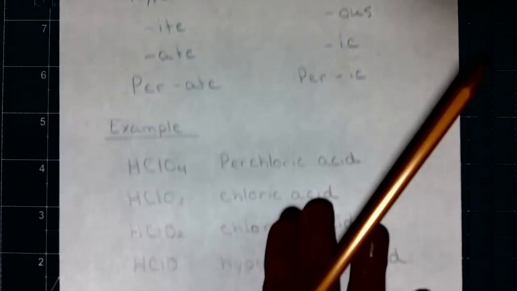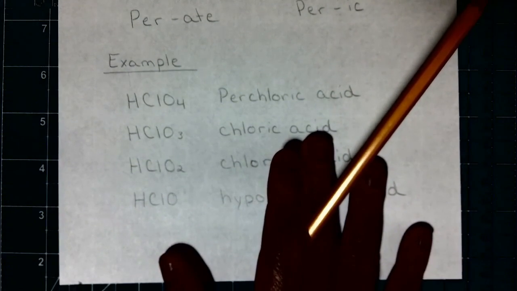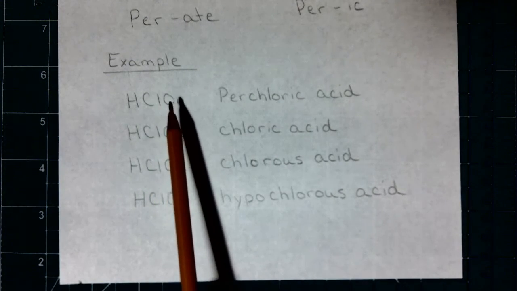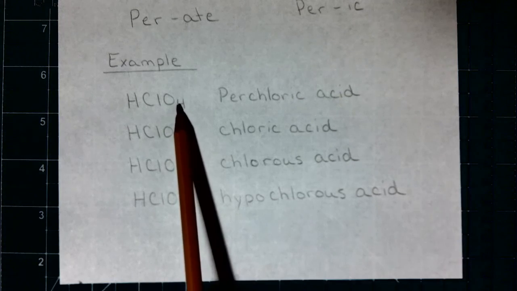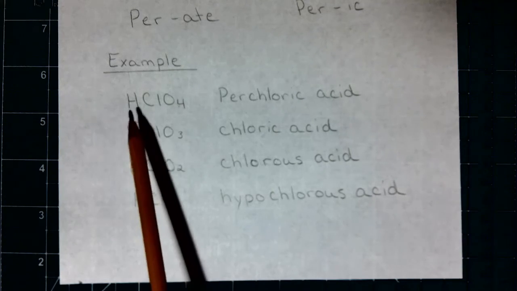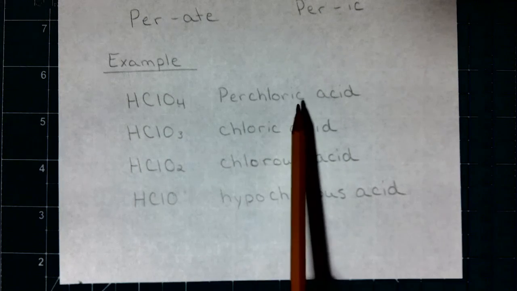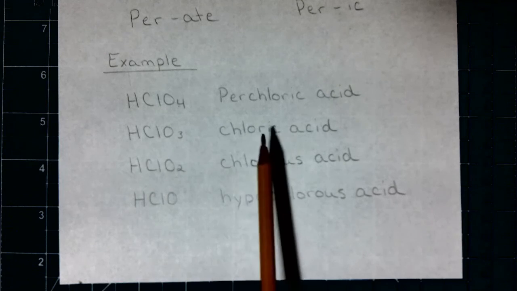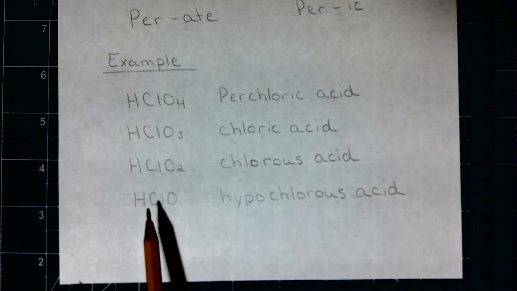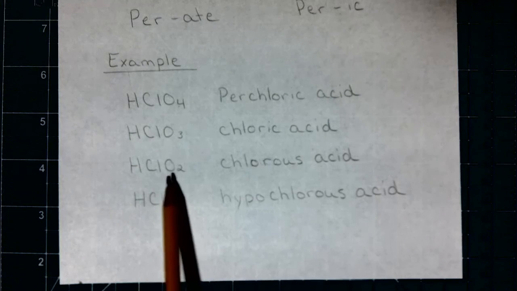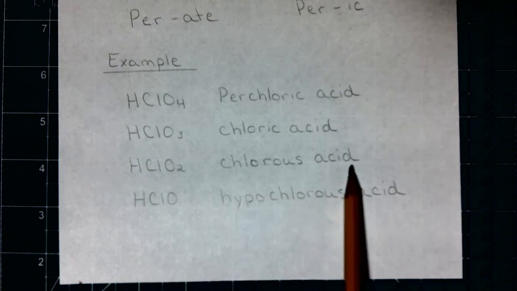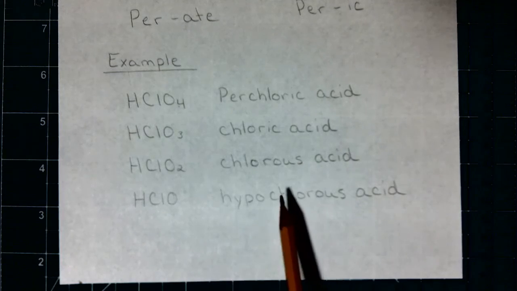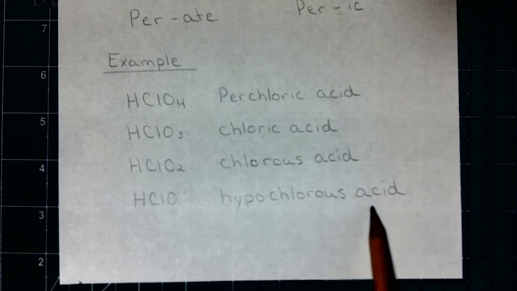So let's take a look at an example of an acid series using polyatomics. ClO4 is perchlorate. When we make an acid out of it, it's perchloric acid. We have chlorate. When we make an acid out of it, it's chloric acid. We have chlorite. We make it into an acid, it's chlorous acid. And when we have hypochlorite, we make hypochlorous acid.